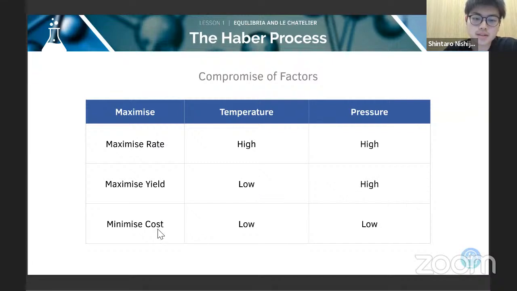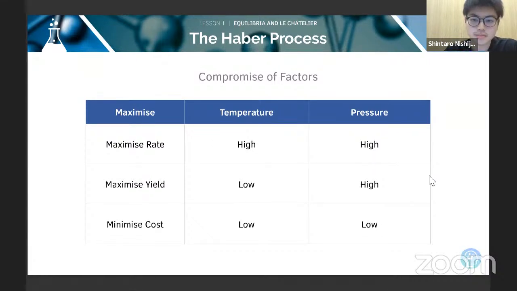And to minimize cost, you obviously want low temperature and low pressure. This is the case for pretty much any reaction, because it costs a lot of money to increase temperature, obviously, and increasing pressure as well. So I think the first row and the third row are quite easy to remember. Maximizing rate, you just want high temperature, high pressure. If you don't want to spend any money, you lower temperature and lower pressure. And to find the conditions for maximizing yield, you would use Le Chatelier's principle.